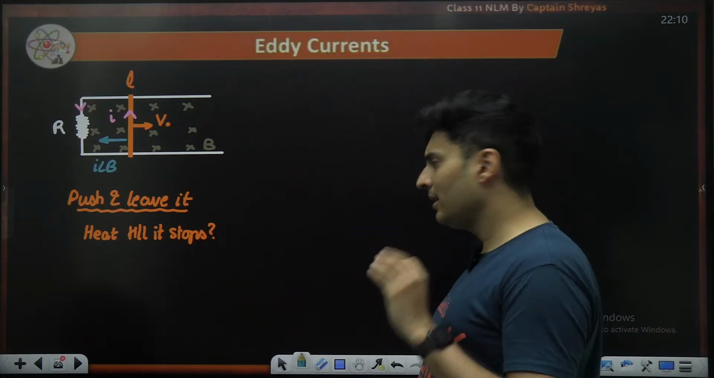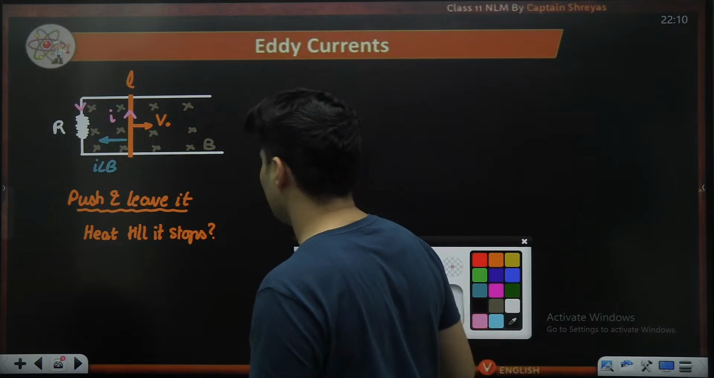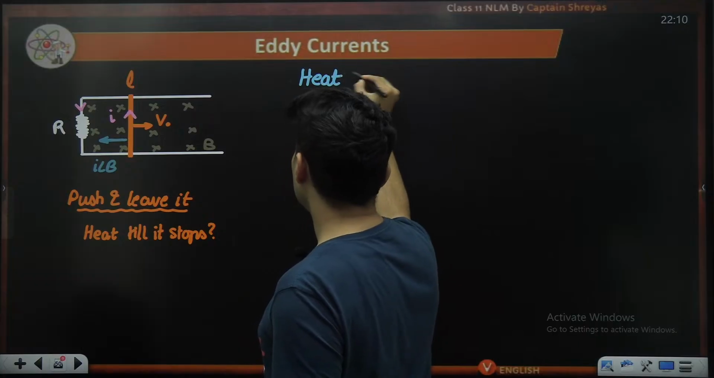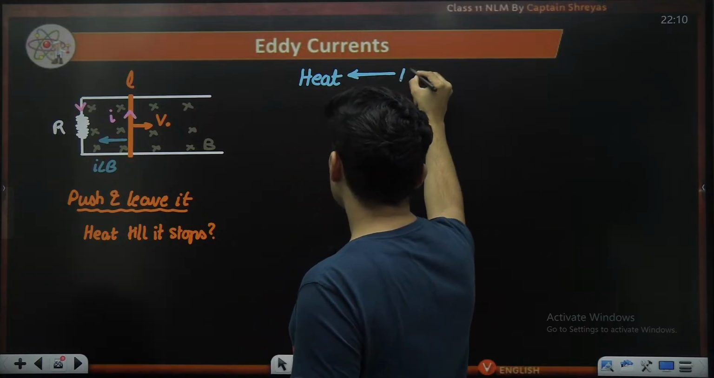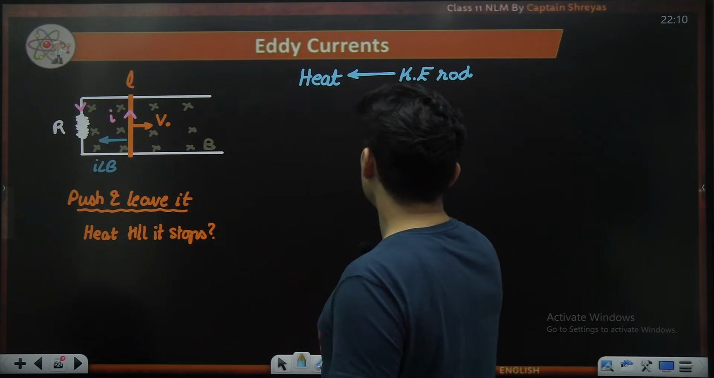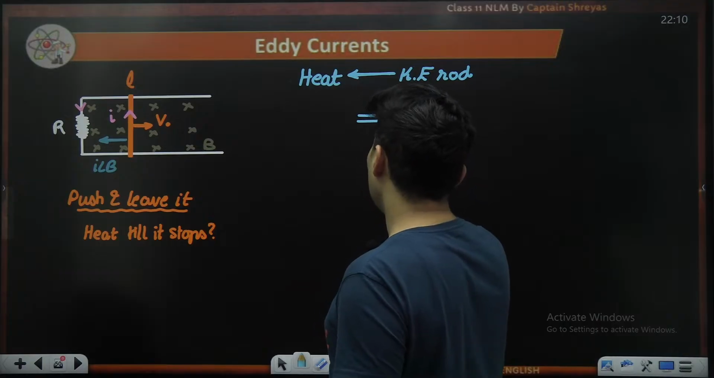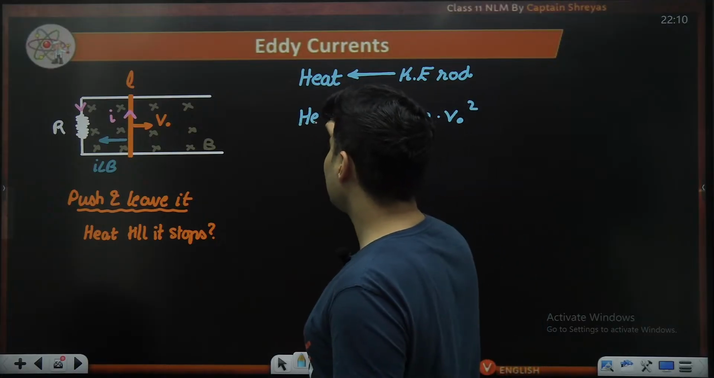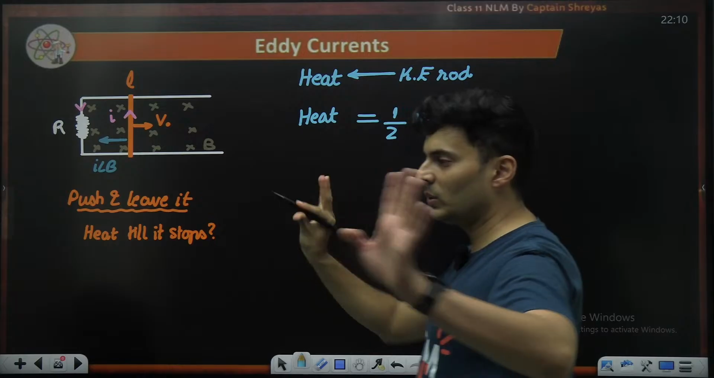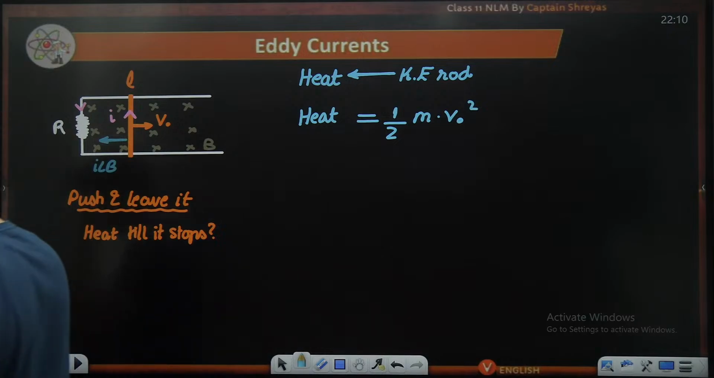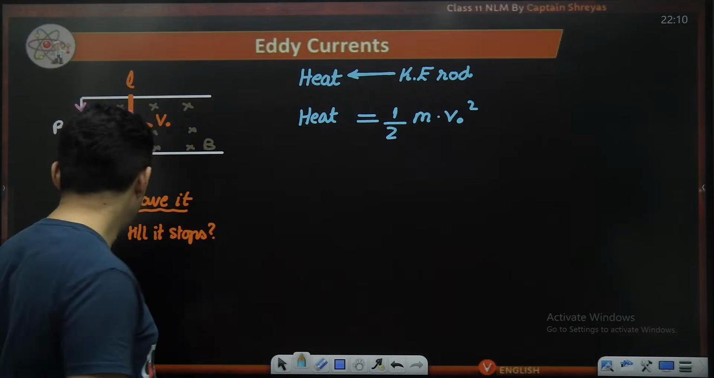Obviously not. Instead, think like this. By eddy losses, whatever heat is being generated, where is it exactly coming from? It is coming from the kinetic energy of that particular rod, isn't it? So what is the kinetic energy of the rod? It is half into mass of the rod into V naught squared. That's it. That is the amount of heat generated. You don't have to do anything. That is the final answer. Isn't it fascinating? Crazy, isn't it? What a brilliant question.